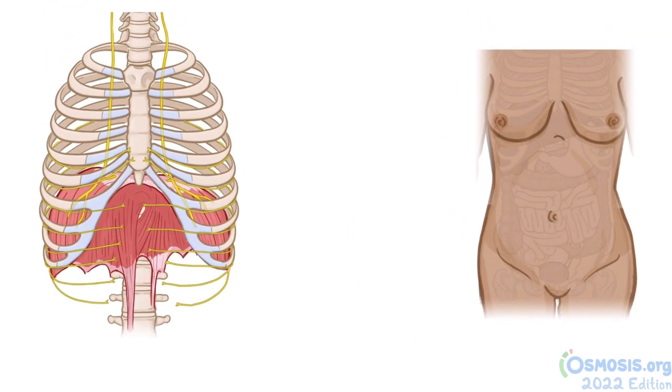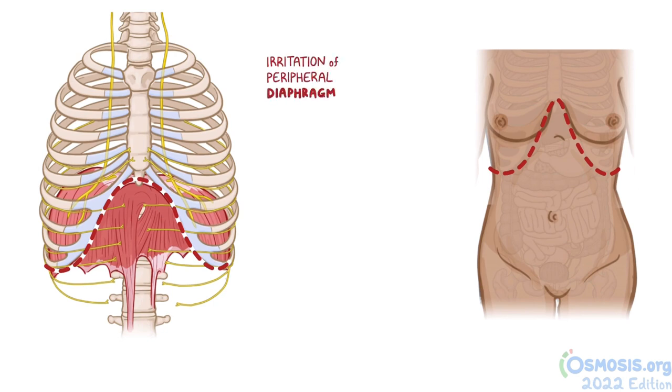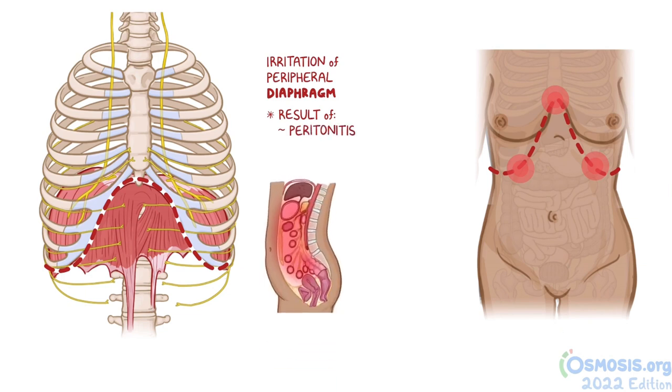Going back to the diaphragm, irritation of the peripheral portions of the diaphragm will lead to more localized pain over the costal margin and anterolateral abdominal wall, as these areas receive sensation from the T5 through T12 spinal levels. Irritation of the diaphragm can be the result of numerous clinical conditions such as peritonitis, which we already talked about, or other things such as splenic rupture or a hemoperitoneum.